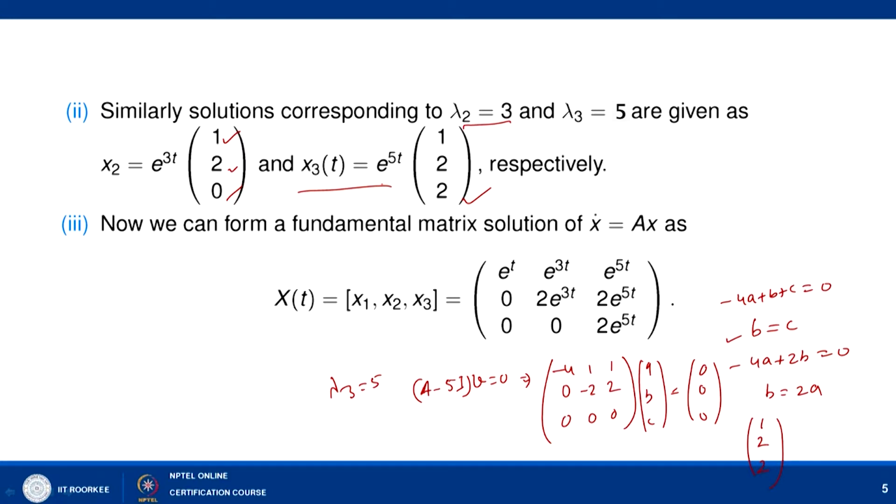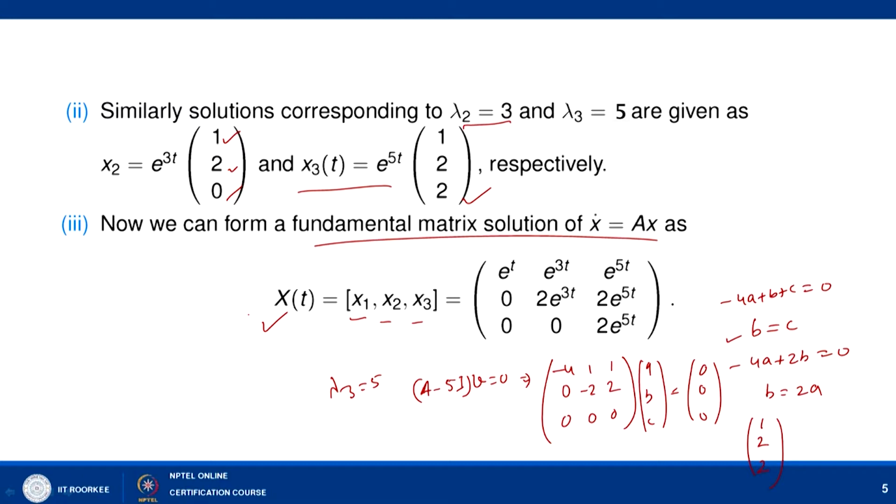So, now we can find out a fundamental matrix solution of x dash equal to a x as X t, with x 1 as first column, x 2 as second column and x 3 as third column. So, x 1 t is e to power t, 0, 0 and x 2 t is e to power 3t, 2 e to power 3t, 0 and x 3 t is e to power 5t, 2 e to power 5t and 2 e to power 5t. So, we have obtained one fundamental matrix solution of x dash equal to a x.